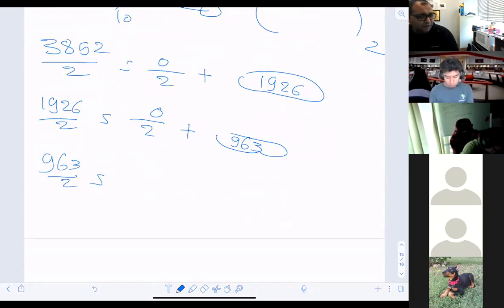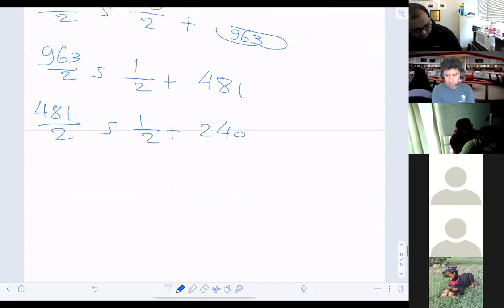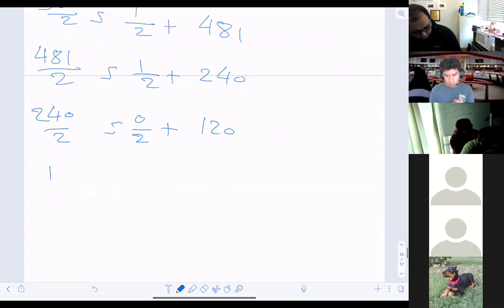So now we're going to give me a fraction. It's going to be 1 over 2, and there is 481. Then 481 divided by 2 will give me 240 and a half, which is the half I'm looking for. Then I take 240 divided by 2, that should give me 120 plus 0 over 2. Then 120 divided by 2 is 60 and nothing here.